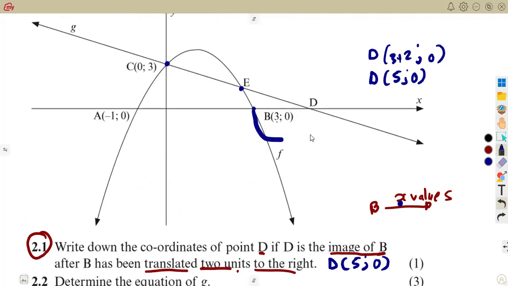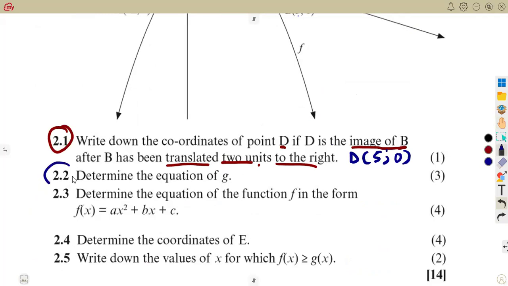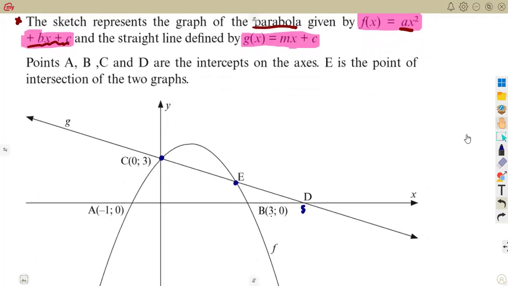So the point D is given as (5, 0). Remember, they said we moved the point B 2 units to the right, so you affect the x values in that case. The x value is the one being affected. Then determine the equation of g. g represents the linear function. Remember, I talked about this in the introduction to linear functions: how to determine the equation of a straight line. How do you determine the equation of a straight line?